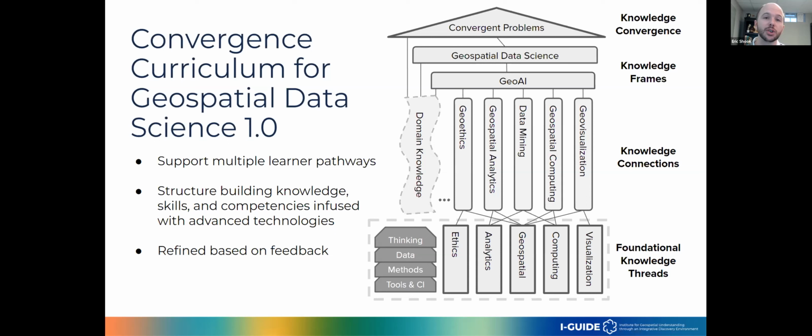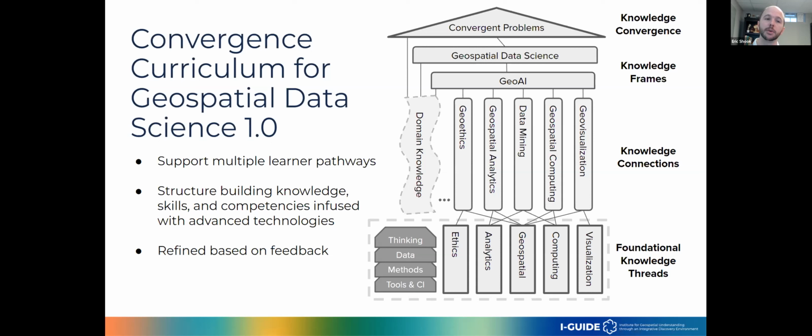Will this change? Most likely. We're hoping to be able to pilot it, gather more feedback, and hopefully really get to this solid, maybe 2.0, 3.0 version that is really solving some of those pain points and moving the fields forward and helping our communities of practice. So we continue to refine this based off of feedback. And what I want to do is just walk through the curriculum as it's designed right now.